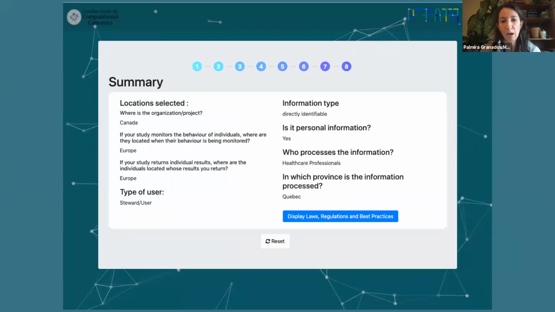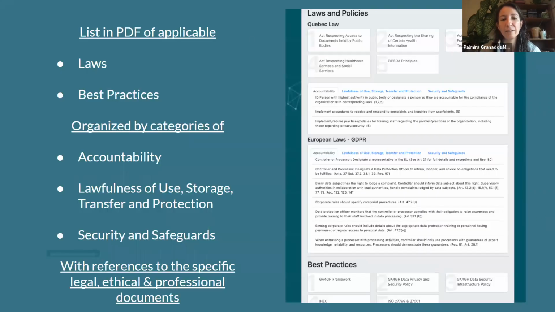Then it gives you a summary of the answers, and then next slide. It then goes to the list of requirements that I mentioned. It comprises the laws and best practices, and then it gives specific obligations categorized in accountability, lawfulness of use, storage, transfer and protection, and security and safeguards. Next slide.